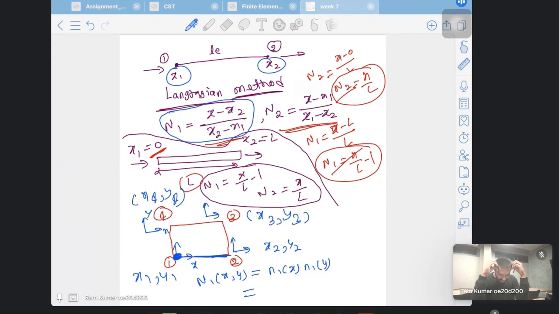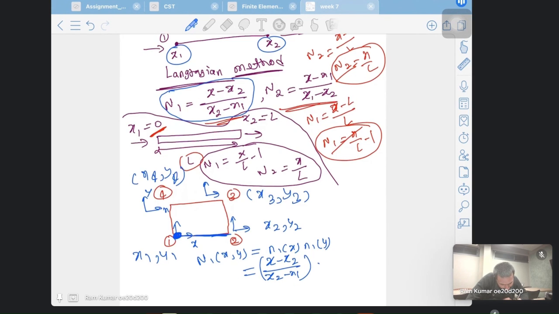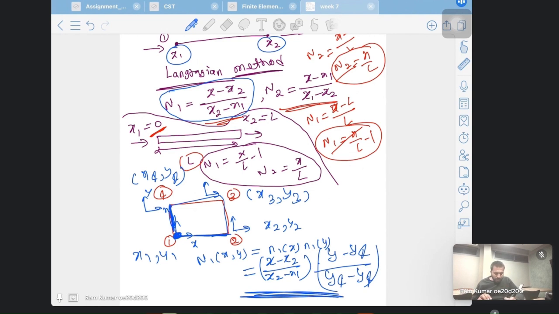Anybody? Yes, sir. Okay, so what is N1? N1 means x minus x2 divided by x1 minus x2. This will be our N1. What will be N1 in the y direction? We are talking about this direction, so it will be y minus y4 divided by y1 minus y4. Like this we can write for this element. This will be our N1 of x comma y.